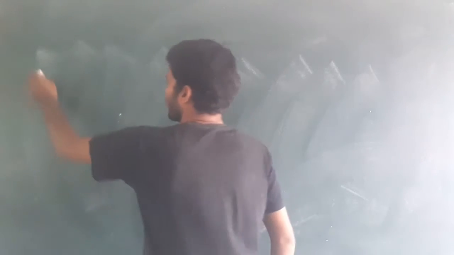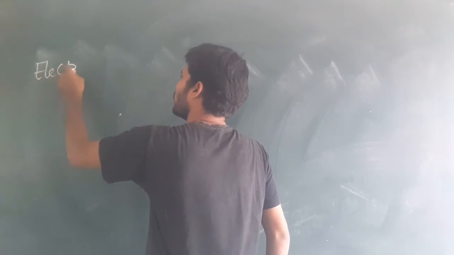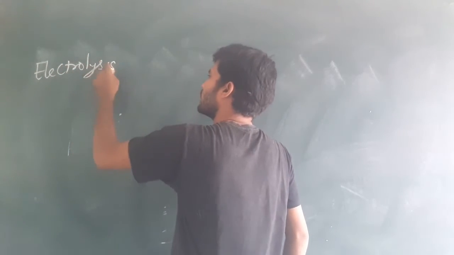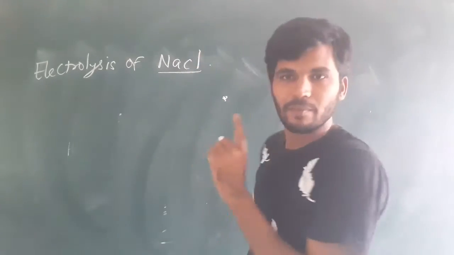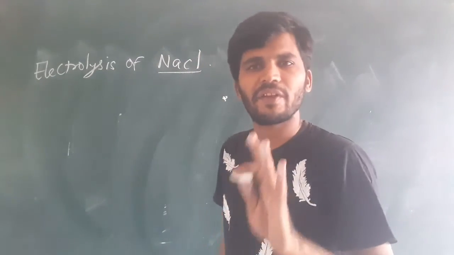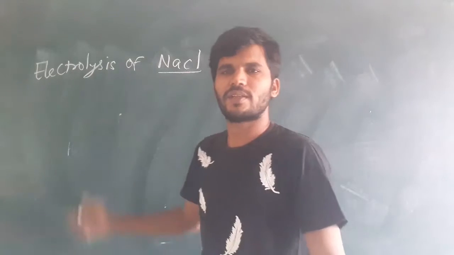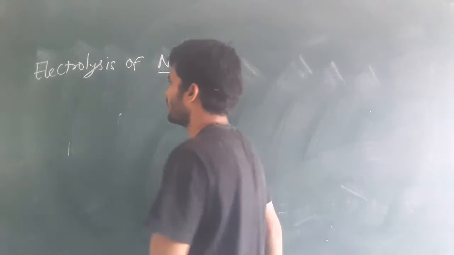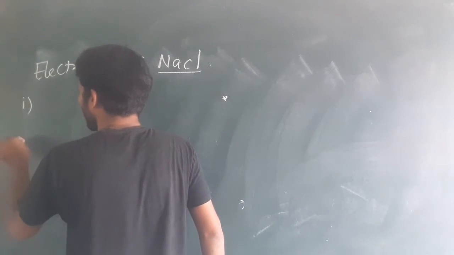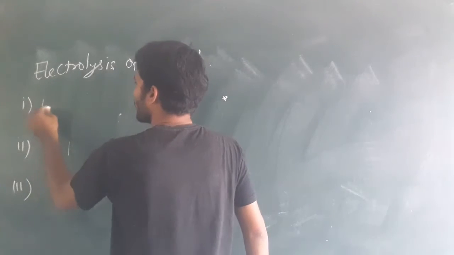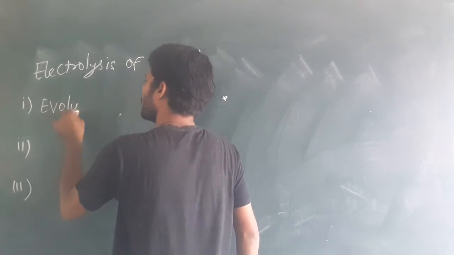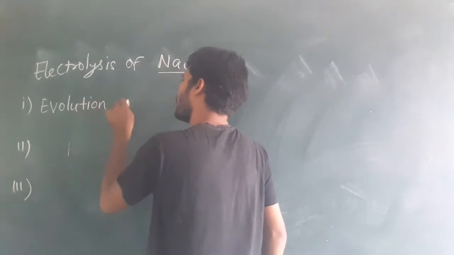Electrolysis of sodium chloride. NaCl is nothing but sodium chloride. We will need to remember these 3 points whenever the electrolysis of sodium chloride is done. First point, second point, and the third point. First point is evolution of gas.